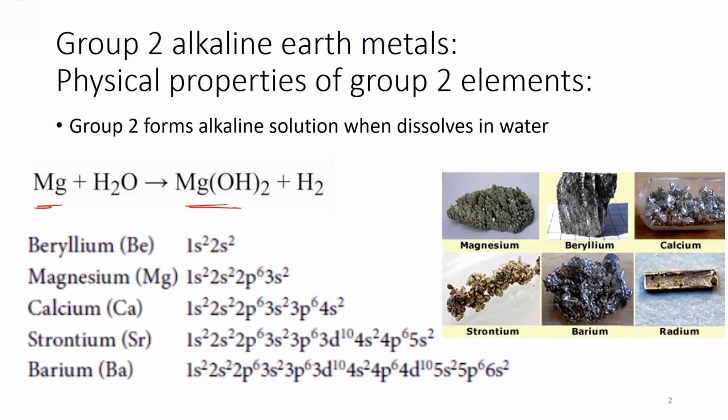Looking down group 2 elements, moving from beryllium, magnesium, calcium, strontium, barium, you could see that all of them have the s orbital filled with 2 electrons, where I'm just increasing the shell number down the group.